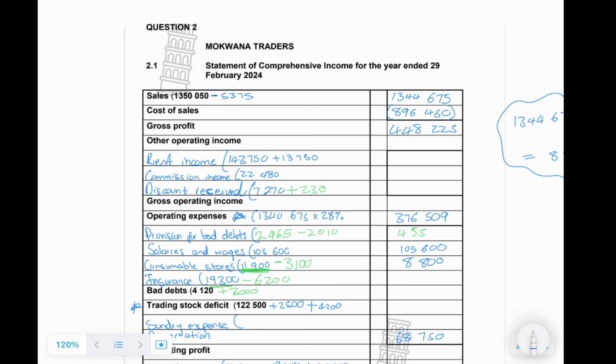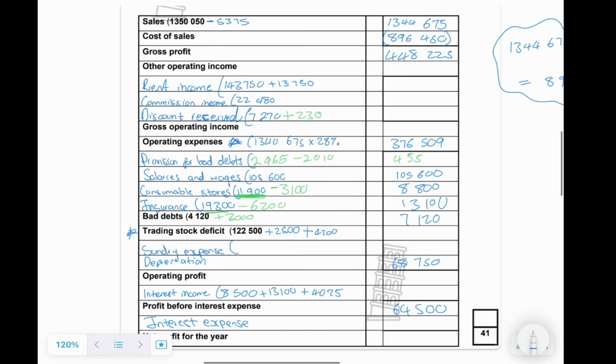And then you calculate consumable stores, 11,900 minus 3,100 would be 8,800. The insurance will be, just make sure you put it in your calculator, 13,100. Bad debts would be 7,120. Trading stock deficit, 129,200. And then we have the sundry expense, which has to be calculated.